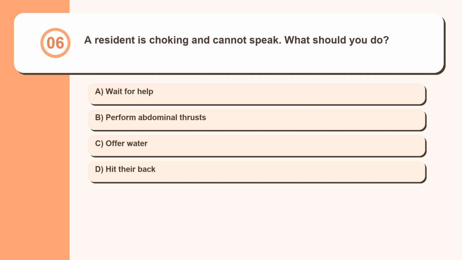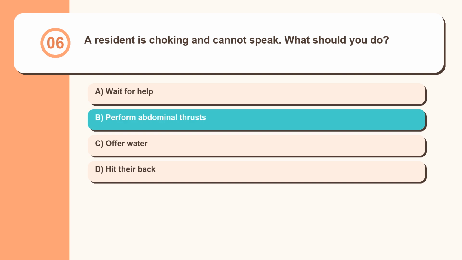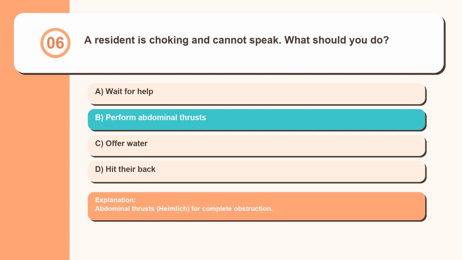Question 6. A resident is choking and cannot speak. What should you do? Wait for help. Perform abdominal thrusts. Offer water. Hit their back. Abdominal thrusts, Heimlich, for complete obstruction.